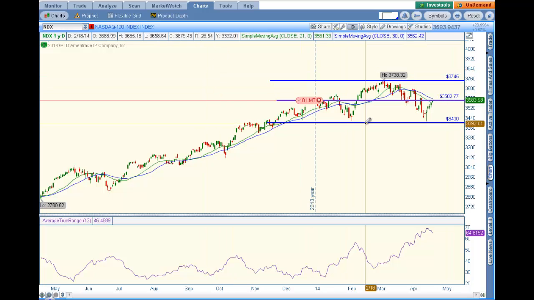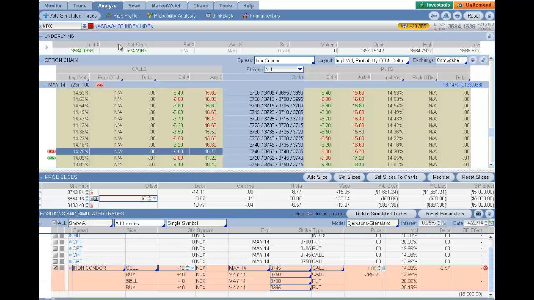We said our bottom was at 3400. We don't want the NASDAQ to go below that. And 33.95, there it is right there. And we're going to get a dollar credit for that trade.